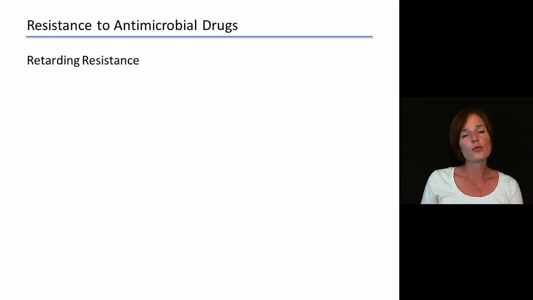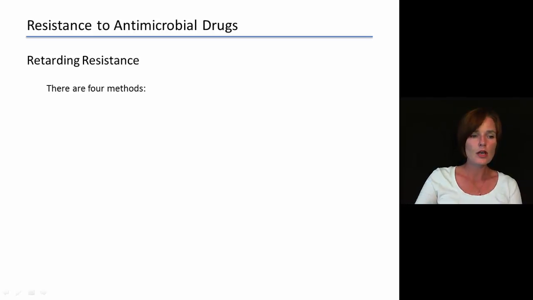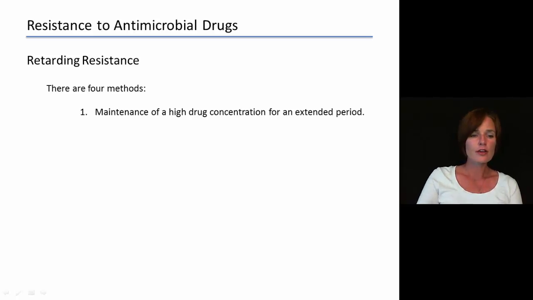Okay, if we talk about retarding resistance, so slowing down that process where the cells are going to be resistant to the drugs that we use, there are several approaches that we can use to try to slow down that overall process. Okay, there's 4 main methods. The first method is that we can maintain a high drug concentration for an extended period of time. So basically finish out a dosage.